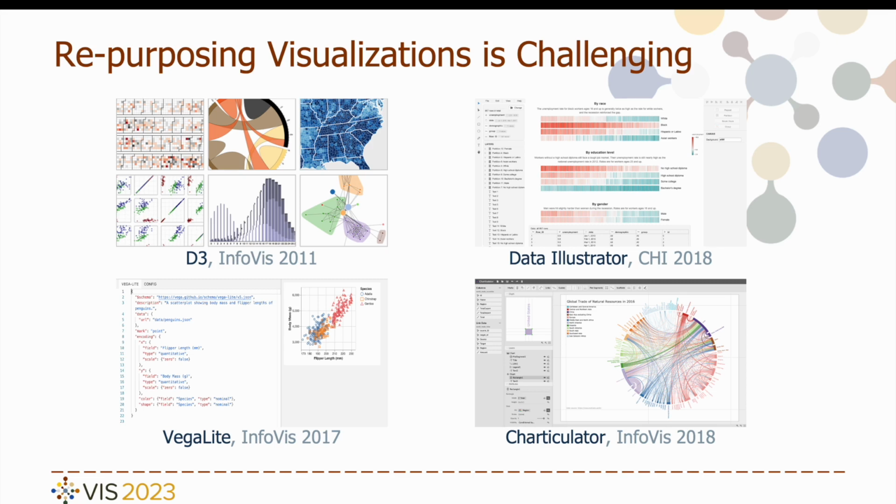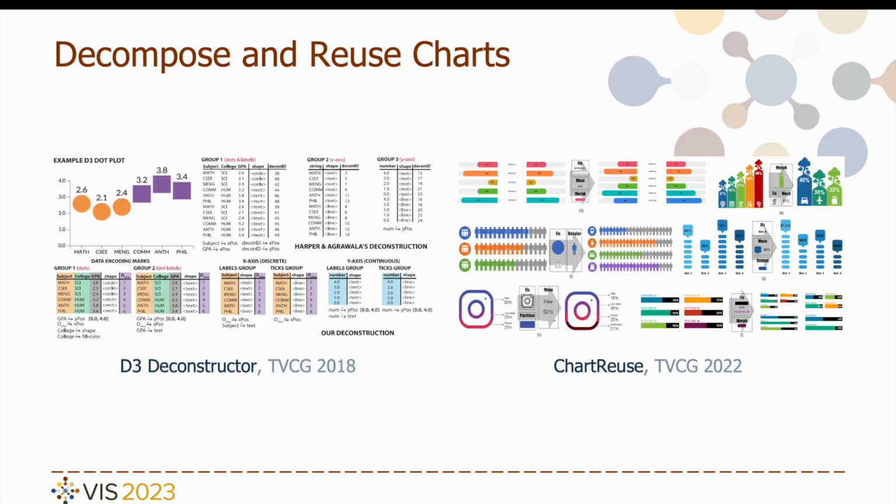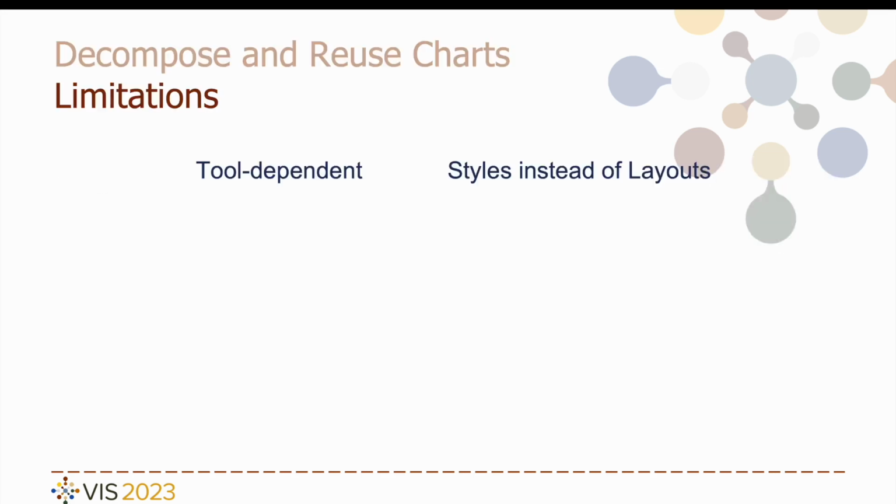Users need to either learn the programming constructs provided in a language or understand the underlying framework of an authoring tool first. To this end, there has been a thread of research such as D3 Deconstructor and Chart Reuse that focuses on deconstructing existing charts and then reusing them on new datasets, instead of starting from scratch. However, there are two major limitations that persist in these tools. They are mostly tool-dependent and focus only on styles rather than layouts.